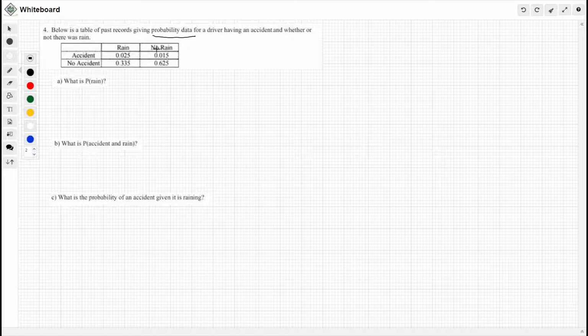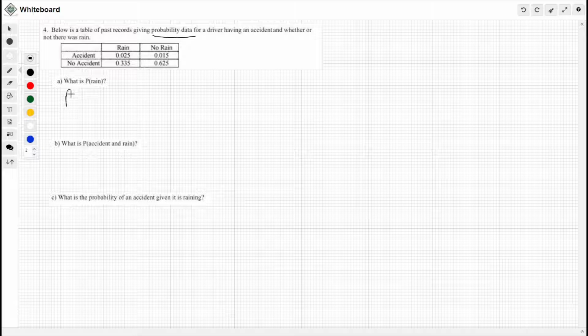So this is a probability matrix. We have the rain, no rain categories, and the accident, no accident categories. For example, you can see that with 2.5% probability, or 0.025, there was an accident in the rain. Similarly, there's no accident and no rain about 62.5% of the time. So when you're dealing with the probabilities, we can use the values as given to solve A, B, and C.